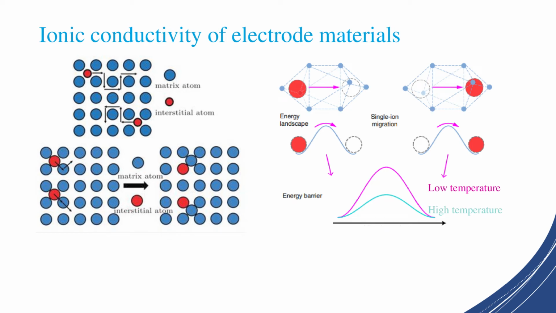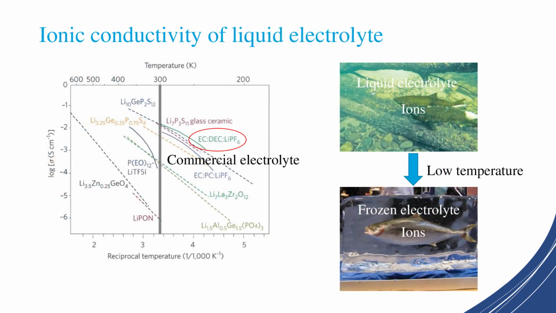Lithium ions need to cross an energy barrier in order to diffuse into a solid electrode material. As the temperature lowers, ions need to jump across a higher energy barrier, making it harder for them to move. Due to this, the ionic conductivity of solid electrode materials is going to decrease as the temperature decreases. Current commercial electrolytes use lithium hexafluorophosphate in EC-DEC, where EC and DEC are organic solvents. Based on the experimental results, the ionic conductivity decreases several orders of magnitude under low temperature.